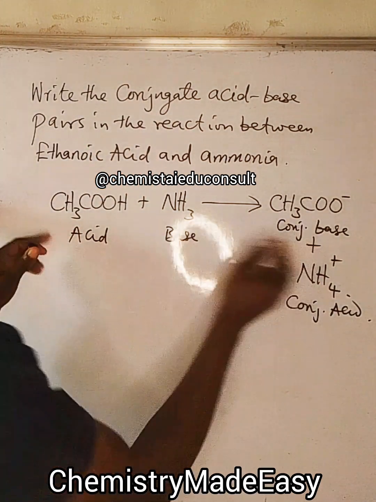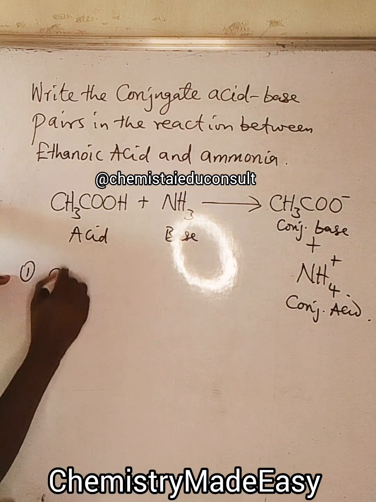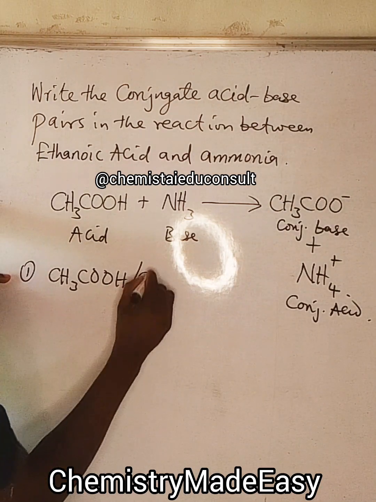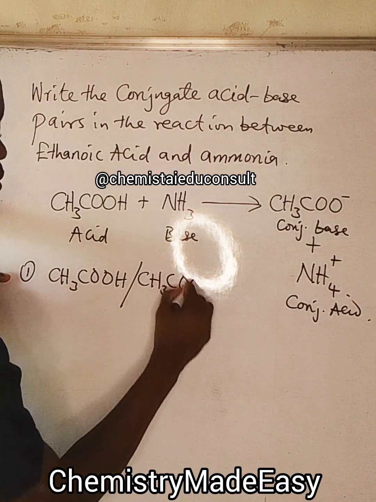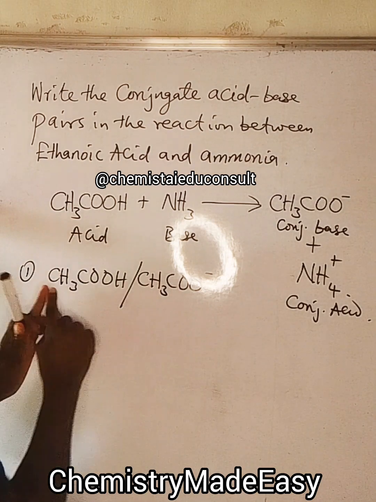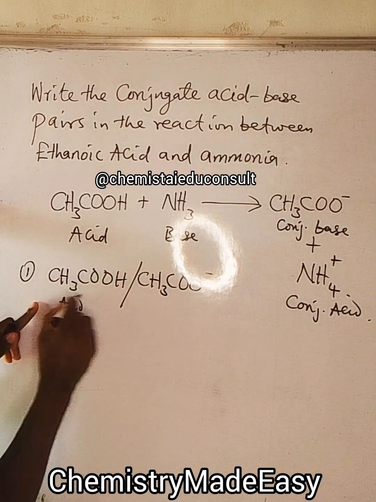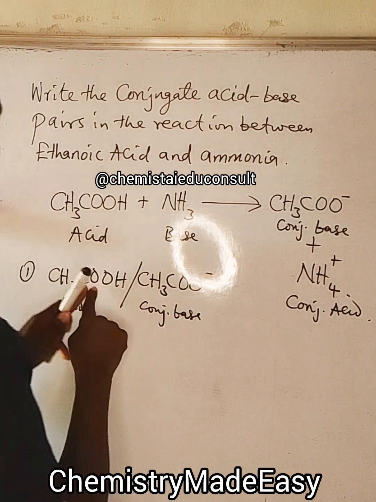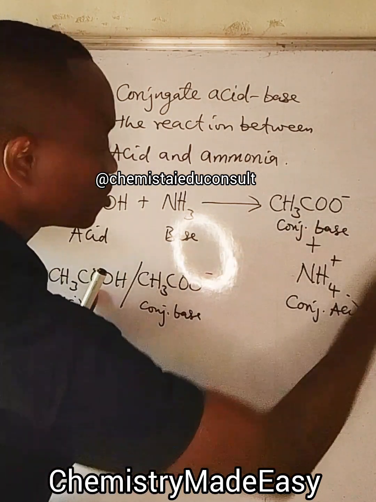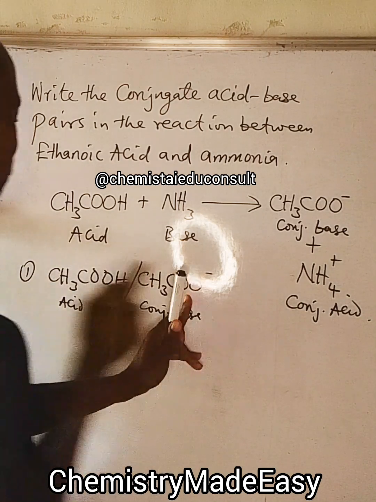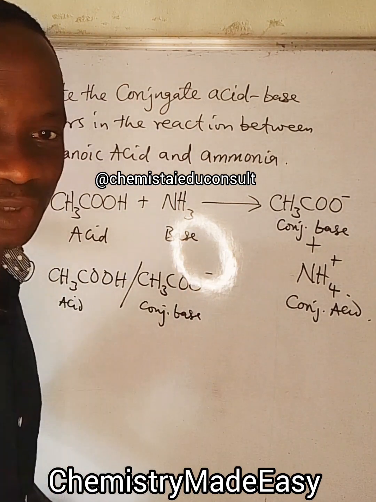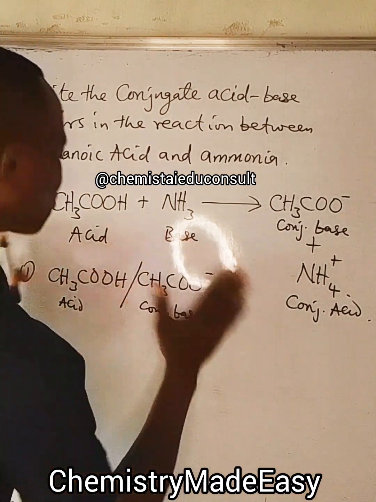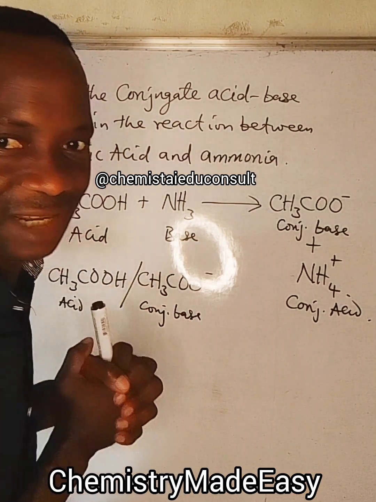Now, the conjugate acid-base pairs are CH3COOH and CH3COO minus. This is the acid and this is the conjugate base. Why? For this acid to become this base, it must lose a proton. For this base to become the acid, it must accept a proton. So this relationship by loss and acceptance of proton is what we call a conjugate acid-base pair.